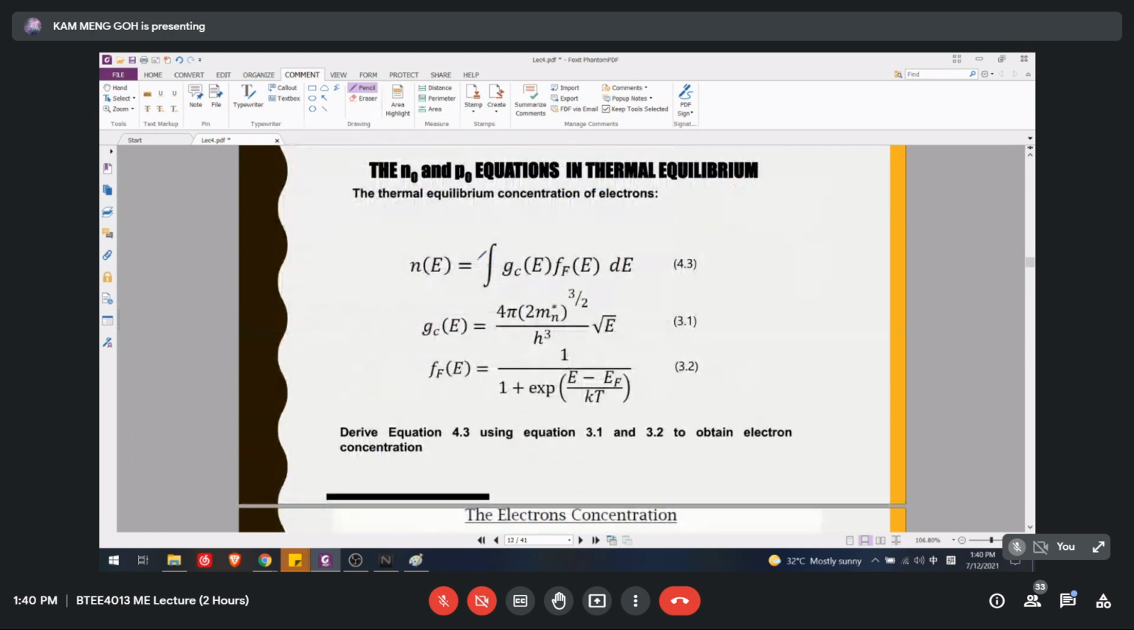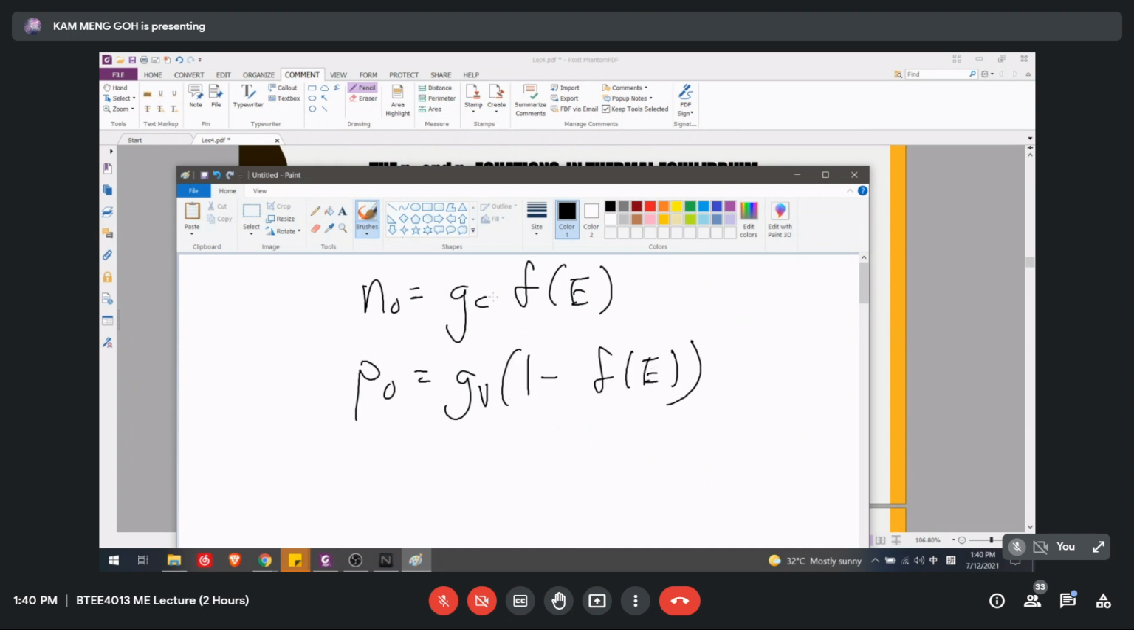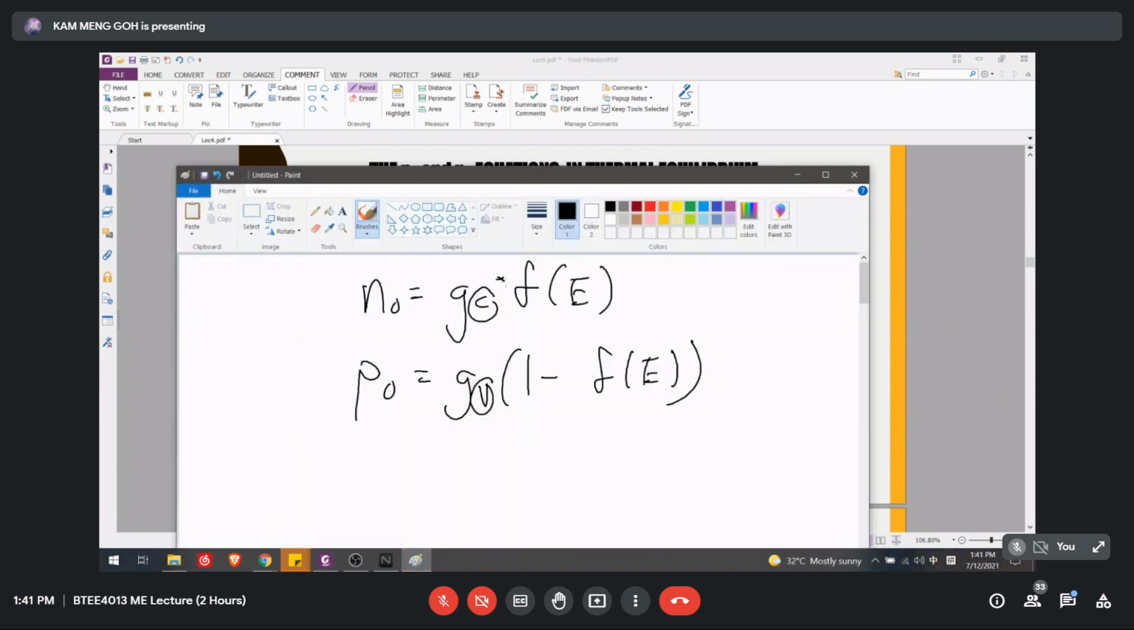Right now, let's try to play around with the formula. Just now we have two formulas, right? One is for n0, GC times F(E). Another is for p0, GV times 1 minus F(E). You can see this is GC, the density of the conduction band, and the density of the valence band. But we cannot just simply use multiplication to get the answer we want, because we know that this GC actually is continuous. So in order for us to do this, we need to do the integration again.